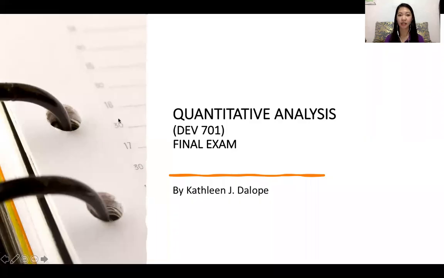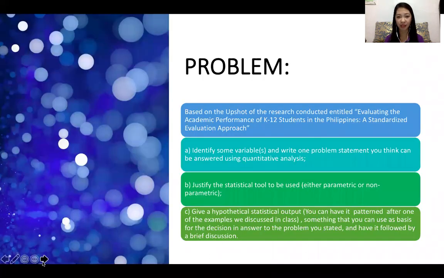Here is my presentation regarding the answer to the final examination given to me, which is on your subject, Quantitative Analysis DevM 701. So here is the problem given. Based on the upshot of the research conducted entitled Evaluating the Academic Performance of K-12 Students in the Philippines, a Standard Evaluation Approach. These are the three problems given.